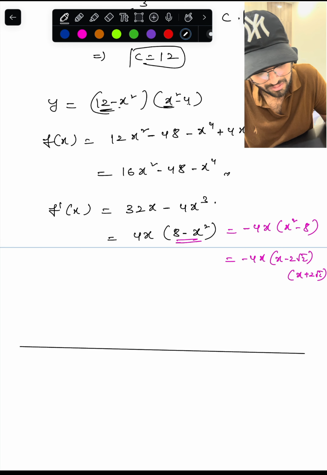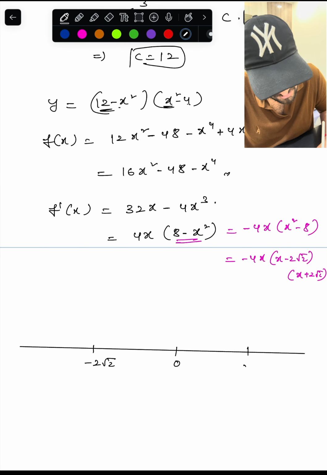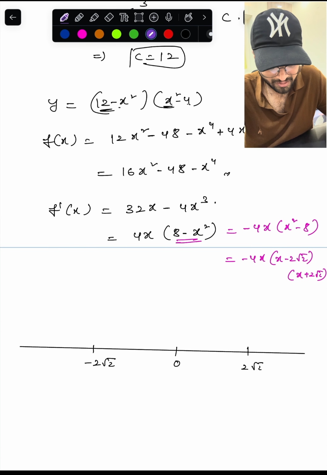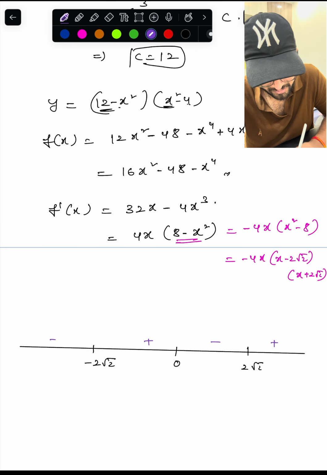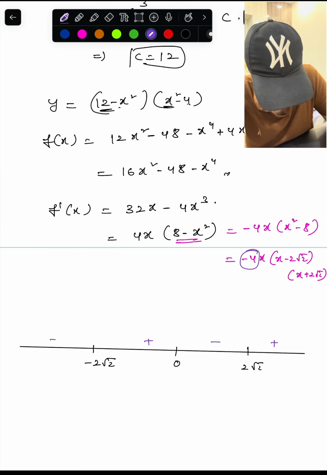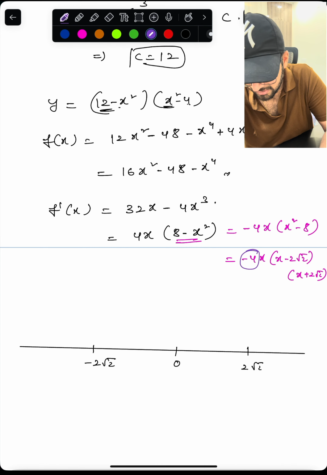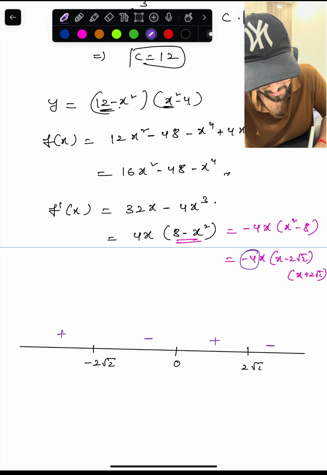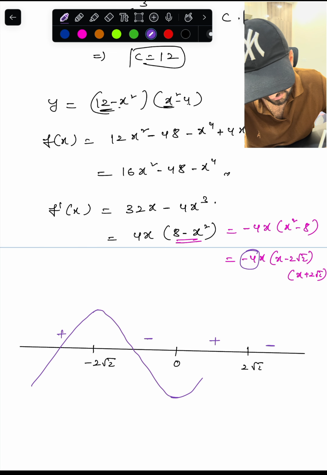So just mark the roots on the number line, which are minus 2√2, 0 and 2√2, right? If you directly write the signs using the wavy curve method, you can get plus, negative, right? But here it is multiplied with minus, so you have to reverse the sign. So what you will get is negative here, and positive here, negative again, positive again, right? So the function will be kind of increasing, then decreasing, then increasing, then decreasing.